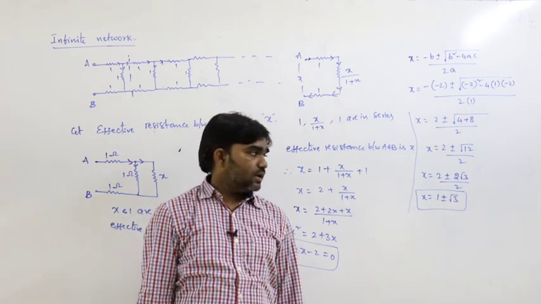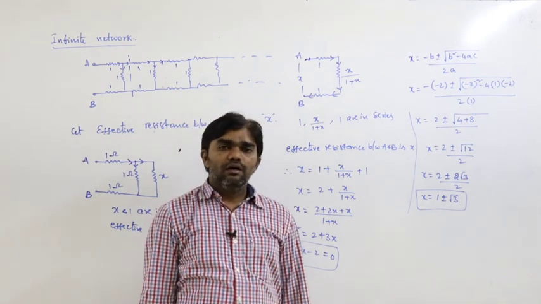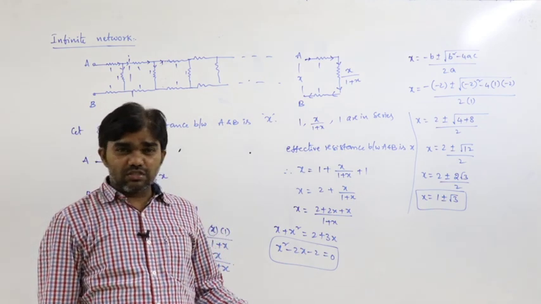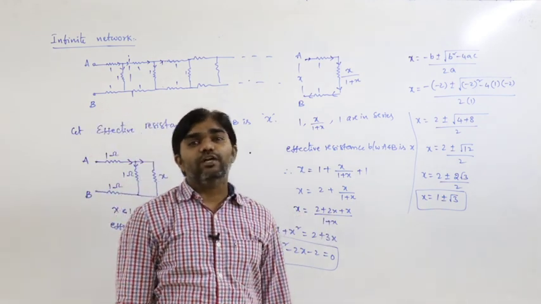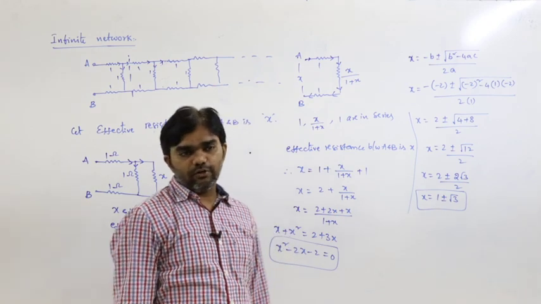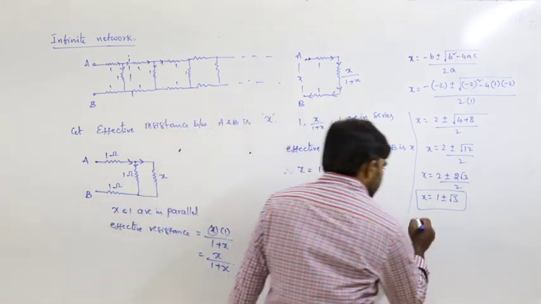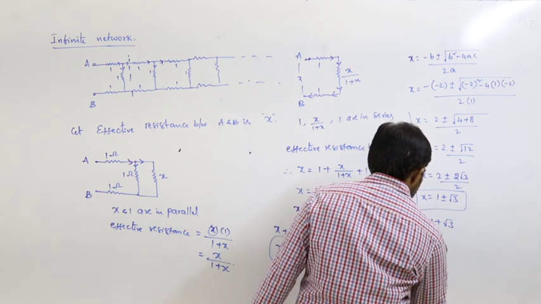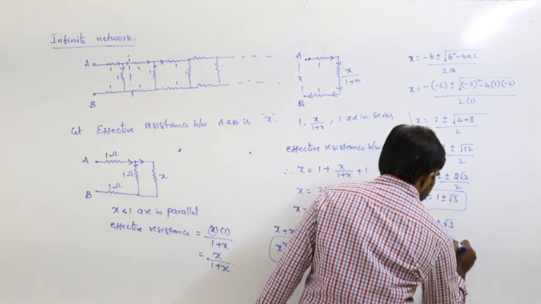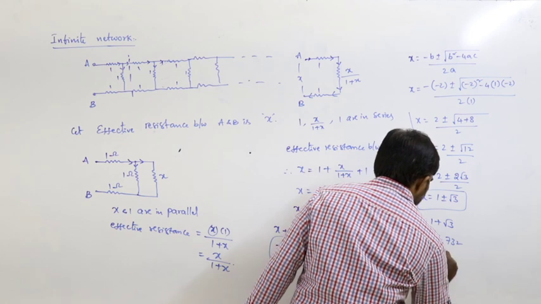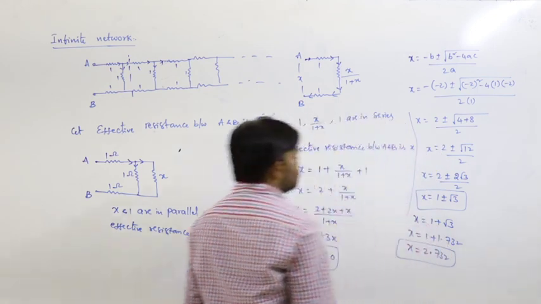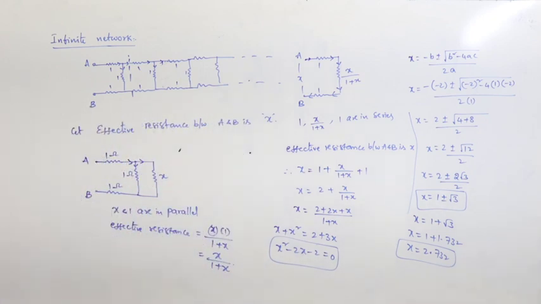The x value is, sorry, resistance is always positive. Of course, the temperature coefficient of resistance can be negative, but resistance is not negative. So that's why here x is equal to 1 plus root 3, x is equal to 1 plus 1.732, x is equal to 2.732. So that is the effective resistance between A and B.